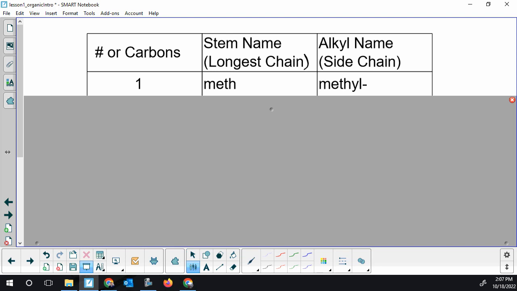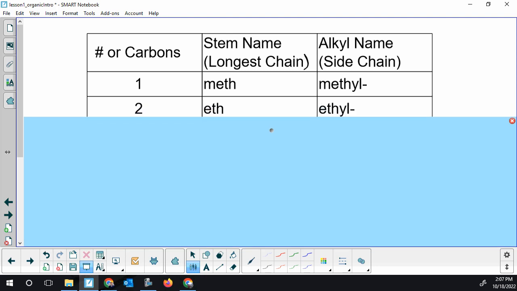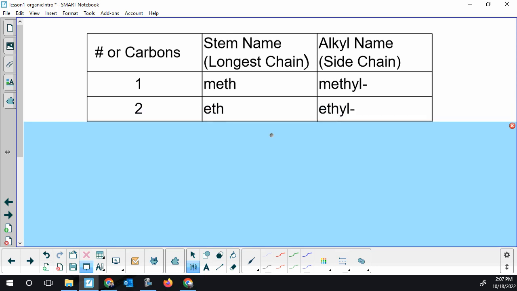You can have branches coming off hydrocarbons, Ys, forks. We'll see that shortly. If you have a branch coming off that's 1 carbon long, you still use meth, but you add a yl to tell the reader that's a branch, not the longest chain. So 1 carbon meth, 1 carbon branch methyl. 2 carbons is eth, unless it's a branch of 2, and then we call it ethyl.